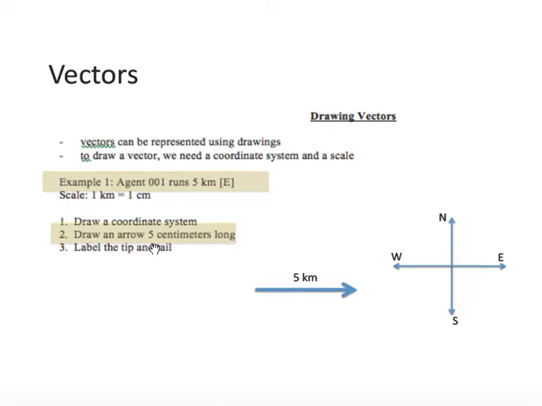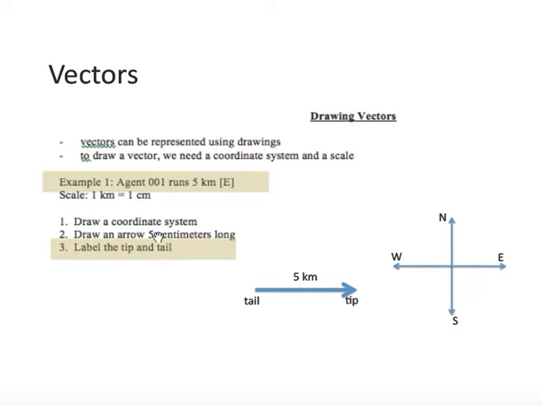We draw an arrow, 5 centimeters long. Why is it 5 centimeters long? Because we have a simple 1-to-1 ratio. 5 kilometers, 5 centimeters. Because 1 kilometer equals 1 centimeter. Notice the direction the arrow is pointing. It's pointing east. This E in the brackets represents east.